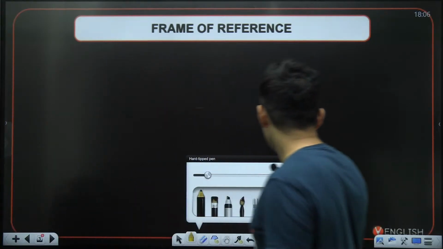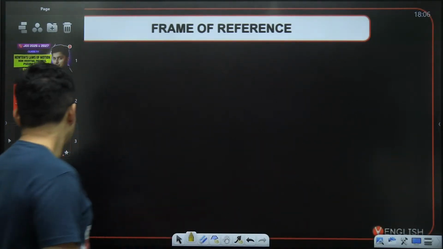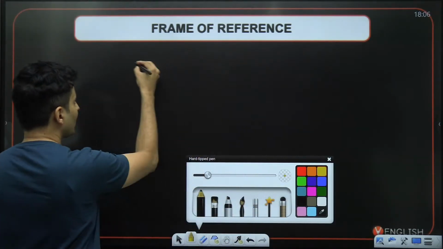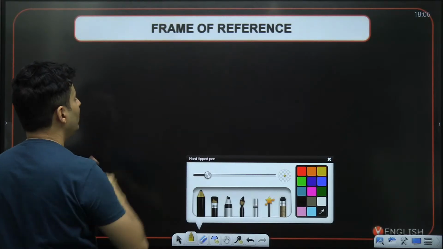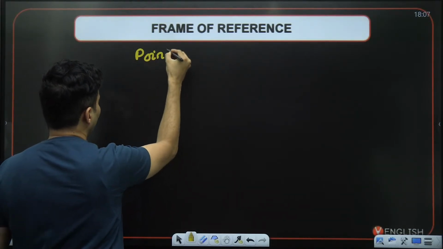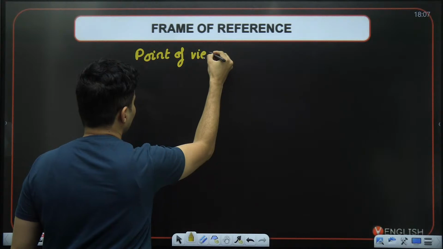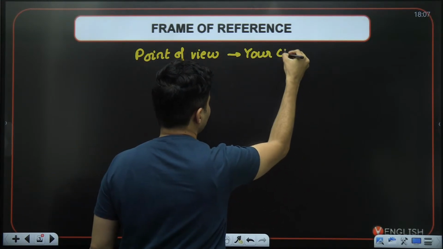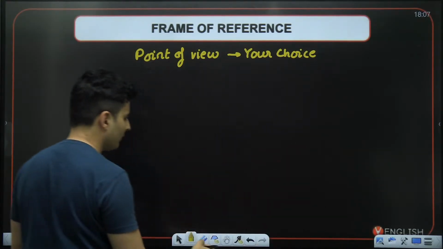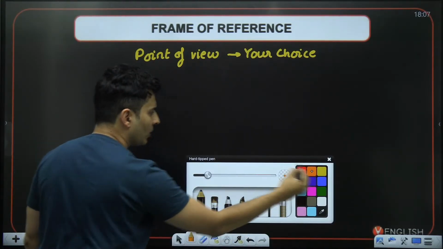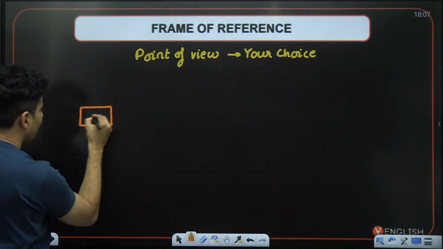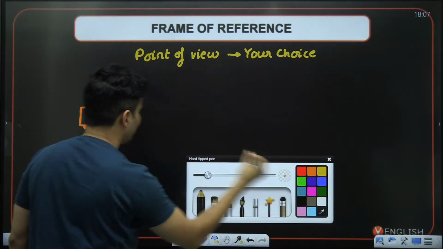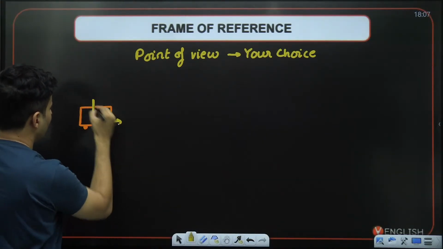Okay, so let's begin with the concept of non-inertial and inertial frames of reference. Remember, frame of reference is nothing but a point of view, and it is your choice what you are going to choose as the point of view. So I can say that, okay, there is a bus which is moving. That is my point of view, so that becomes my frame of reference. So this is the bus frame of reference.